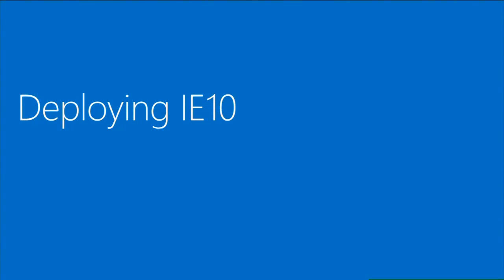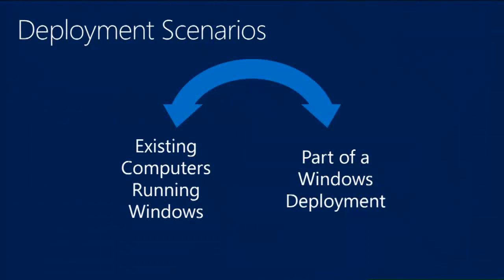All right, let's talk next about deploying Internet Explorer 10. There are basically 2 deployment scenarios. I know I'm grossly simplifying this, but the 2 scenarios are simply existing computers running Windows where you want to upgrade or update Internet Explorer on those machines, or as part of a Windows deployment. For either of those scenarios, if you go into the Internet Explorer deployment guide, there is a deployment guide that goes into a lot of detail for specific scenarios.